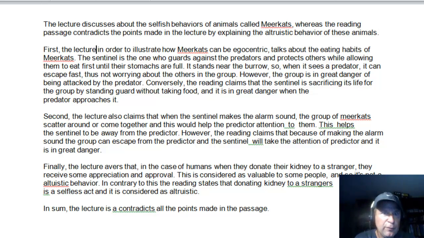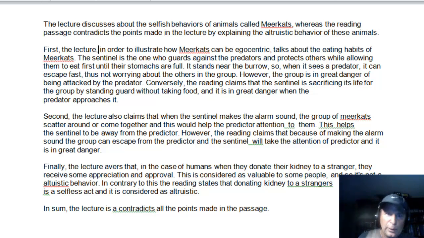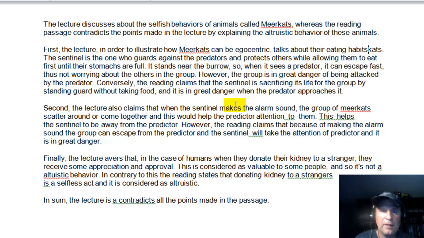This helps give the purpose of the lecture. You want to state what the purpose is. The lecture, in order to illustrate how Murkots can be egocentric, talks about the eating habits. Talks about, then we would say, their eating habits. Then we don't have to repeat that. Okay, I think we're good. Let's go to the second one.